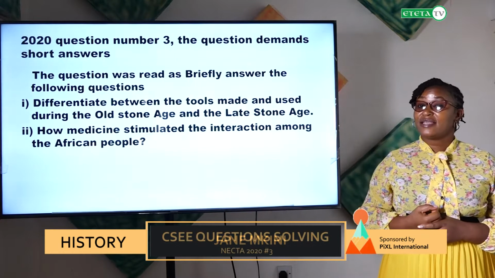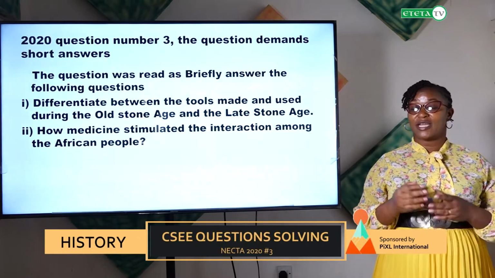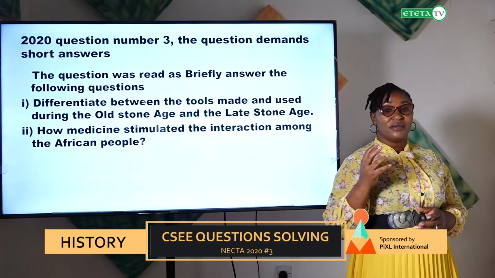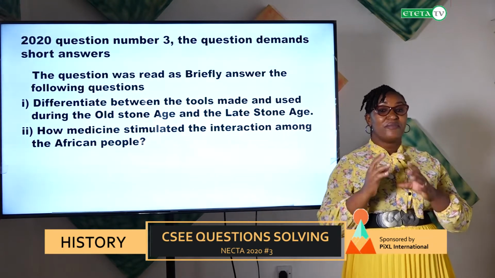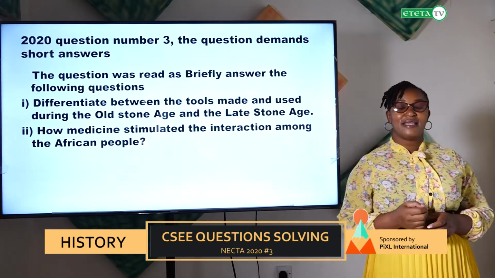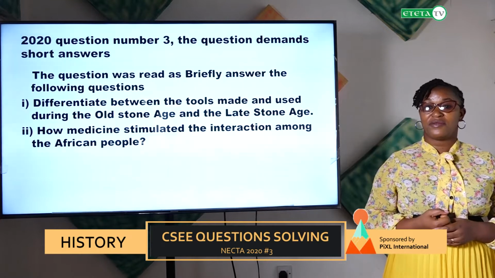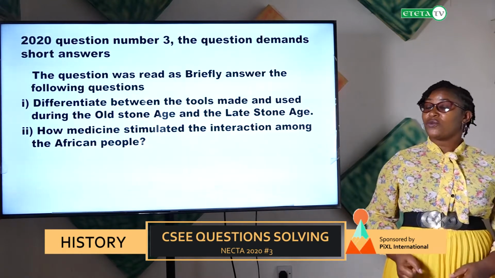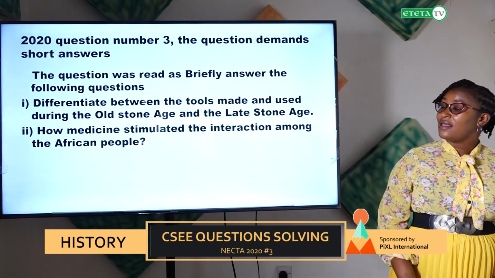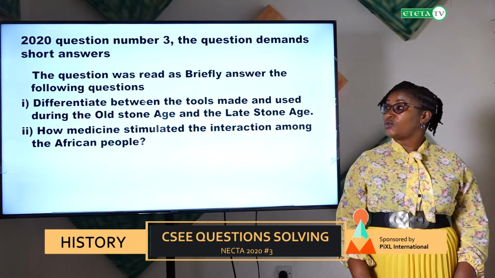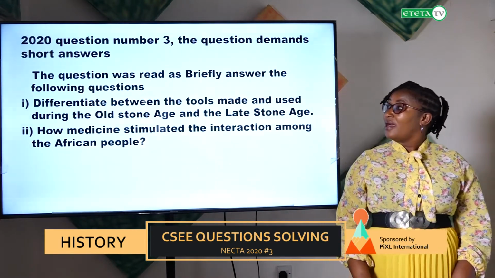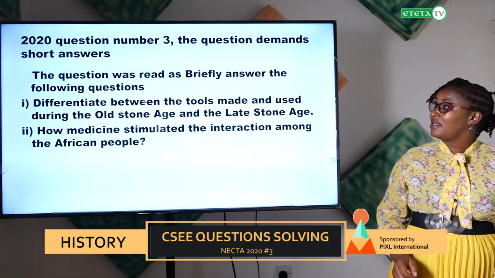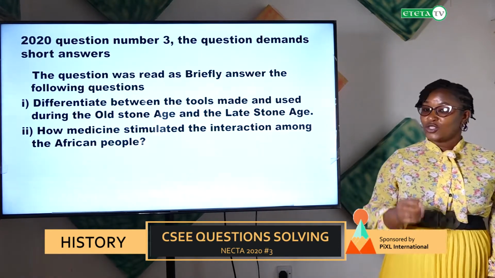And our today's lesson, I'll be presenting to you on how to answer the short answer questions, brief answers, from CSEE question number 3. Today's question, we are going to see how to answer the question that appeared in 2020. As I said, question number 3, and the question demands short answers.